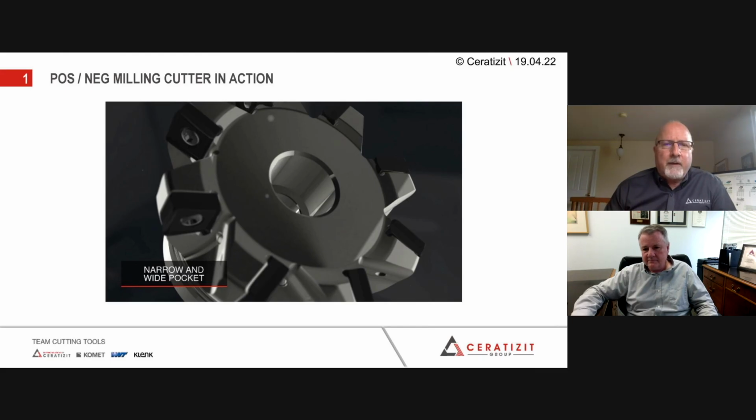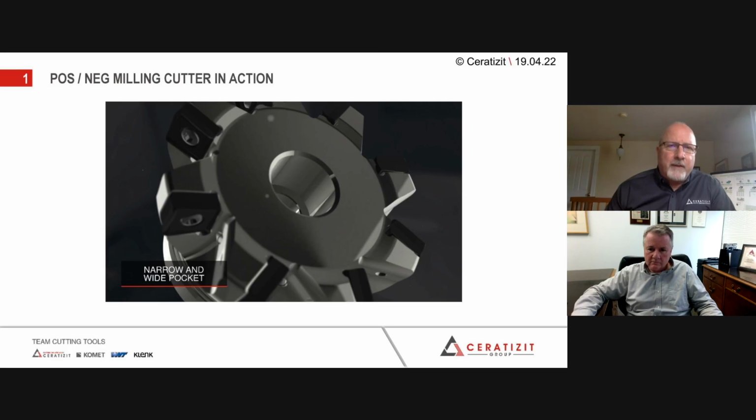So let's talk about some of the features and benefits of this pos-neg design. First of all, and right up front, the most significant advantage for the customer is that you double the number of edges and you cut your cost per edge in half. Beyond that, you have to look at the design itself. The cutter has a negative axial pocket and a positive radial angle, and so you have what we call a pos-neg design. That negative axial angle actually helps to balance the forces between the spindle and the cutter.